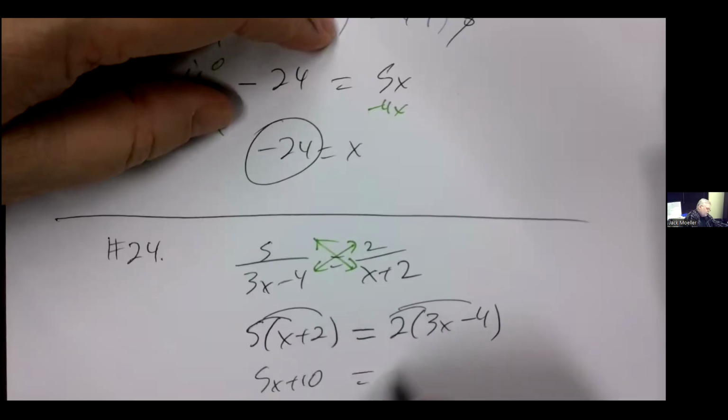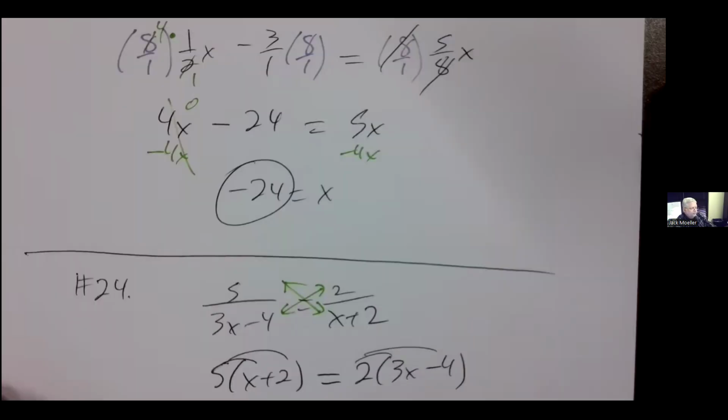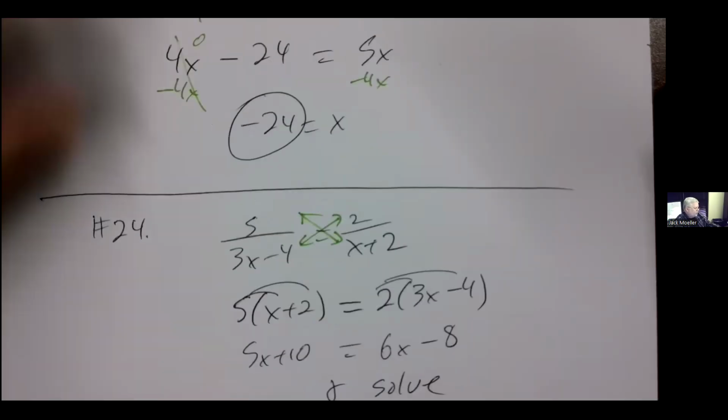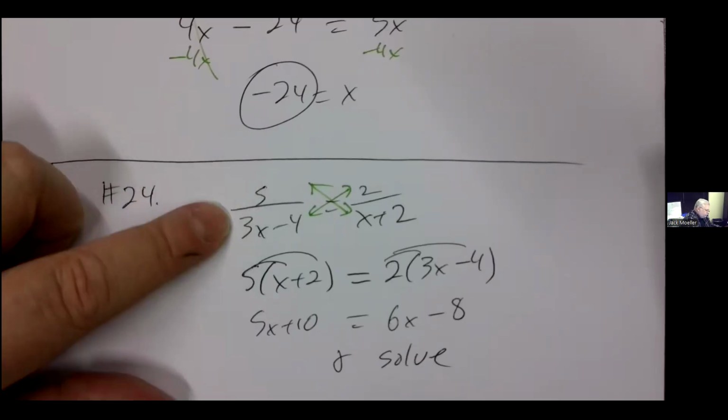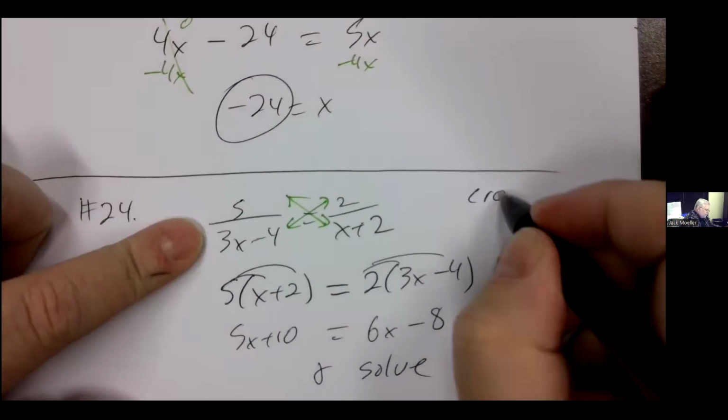And then from there, I'm just going to say and solve, because that's a core equation. You've got to be able to solve for this test. But the first step on that proportion is doing your cross product, or cross multiply, whichever way you prefer.